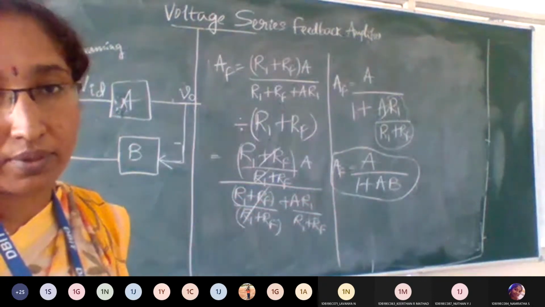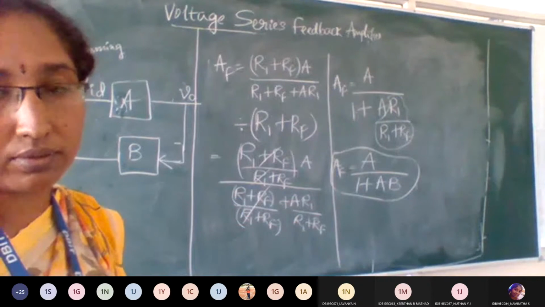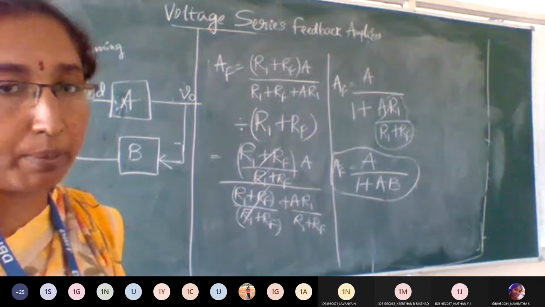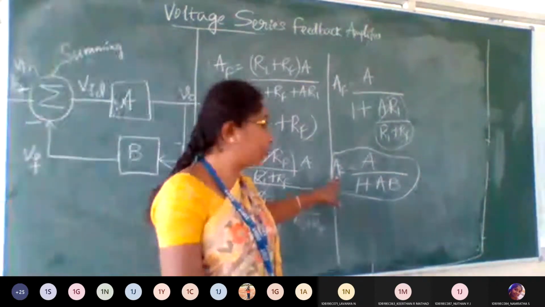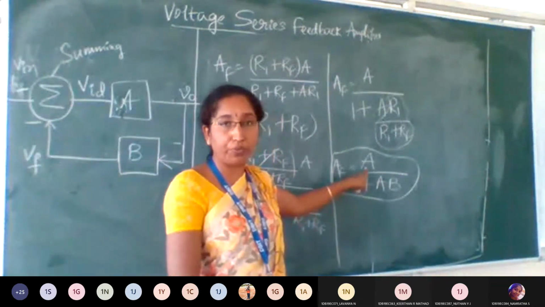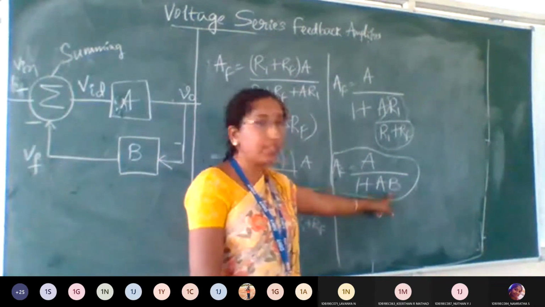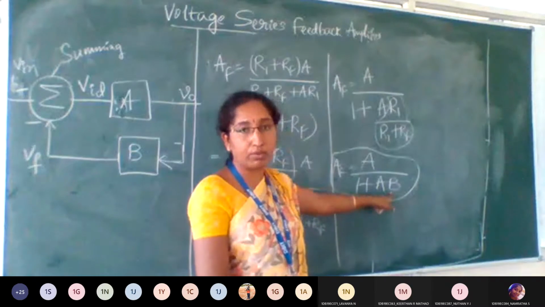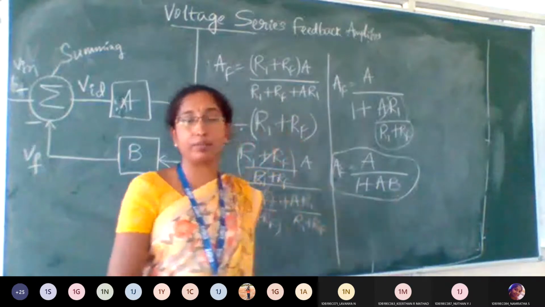Is this clear? Let me repeat. AF is a closed loop gain, that is with feedback. A is an open loop gain without feedback. And B is the gain of a feedback circuit. And AB is a loop gain.